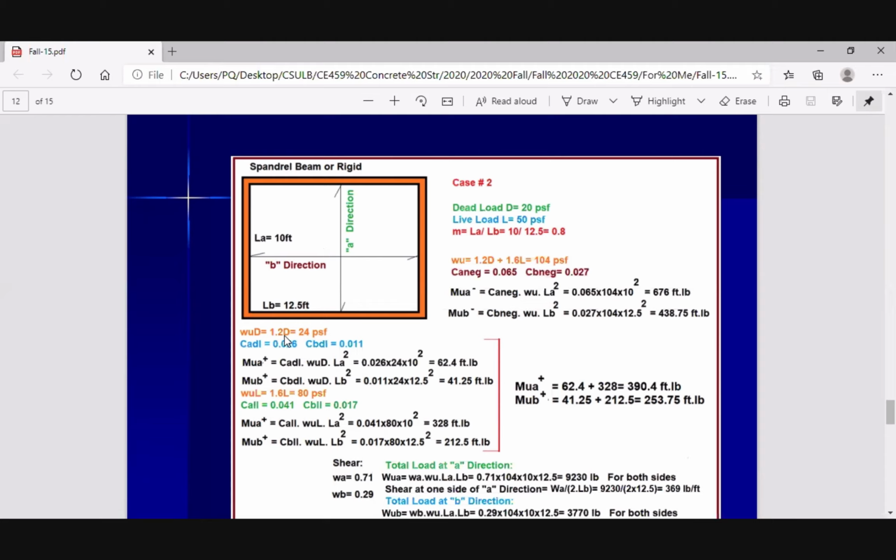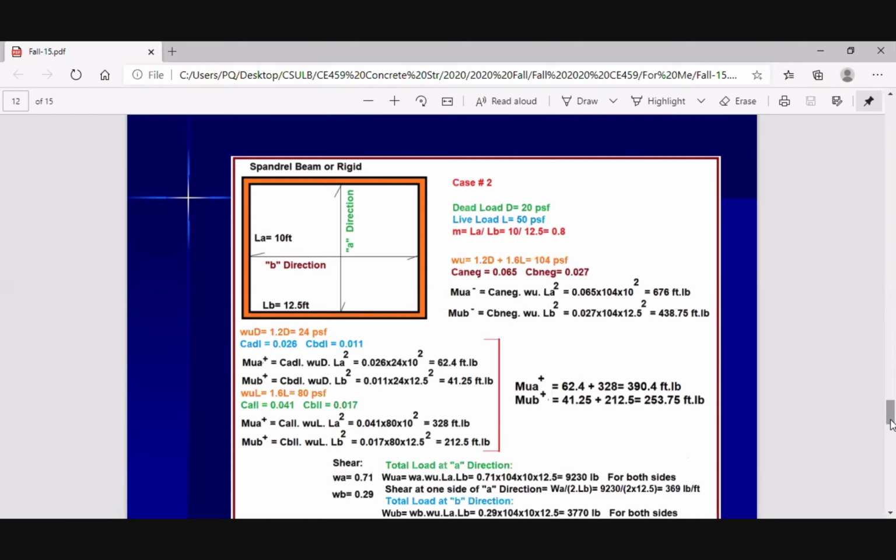For positive moment, you know that we have dead load and live load 2 table. So we will go with omega u dead at first, 1.2 times dead load. We have dead load, 24. Dead CA DL, and CB DL. For what case?